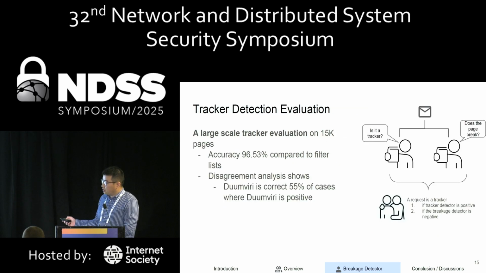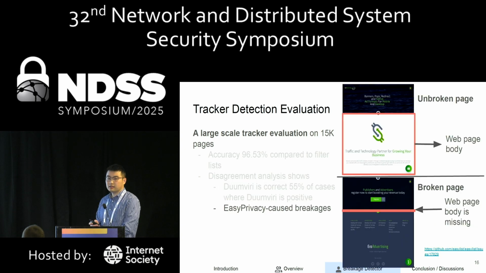As I said before, a good breakage detector should help with tracker detection because it can pull back misidentifications. We proved this point by conducting a large-scale tracker evaluation on 15K pages. We got 96.53% accuracy when using filter lists as the ground truth. As I said before, those filter lists aren't perfect. So we did a disagreement analysis, and it shows that Duumviri was correct in 55% of cases where it indicates it is a tracker. Because Duumviri uses this breakage detector, it is able to detect filter list caused breakages.